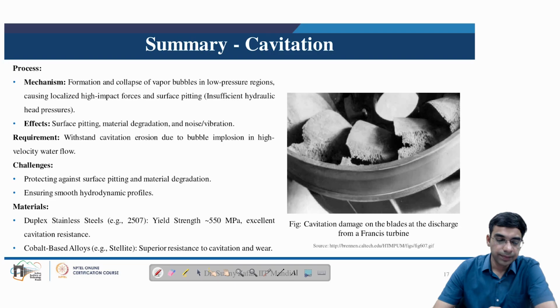So in this regard, duplex stainless steels with yield strength of the order of 550 megapascals will have excellent corrosion resistance, and cobalt-based coatings such as stellite may also be applied on the hydroturbine components. These coatings are applied using various means like laser cladding or weld overlay deposition, and have exhibited superior resistance to cavitation and wear.